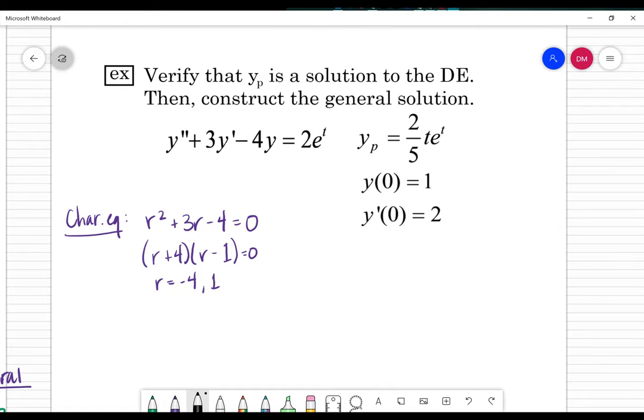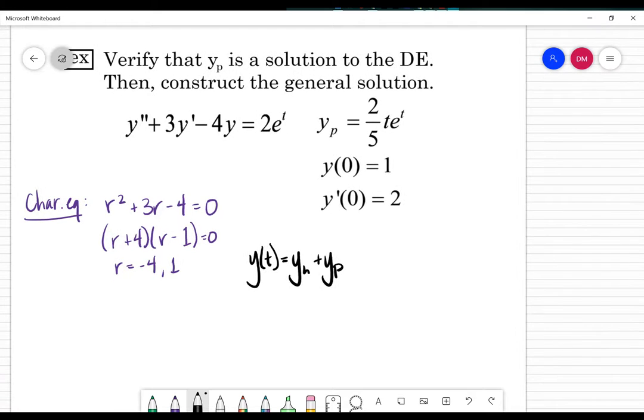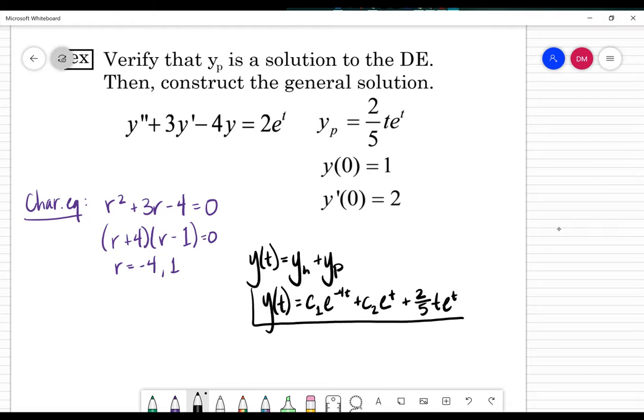But for now, for my y of t here, I'm going to take my homogeneous solution and add my y sub p particular solution. So for this one, I'm going to write C1 e to the negative 4t plus C2 e to the t plus the particular solution I was given of 2/5 t e to the t. And that will form my general solution here.